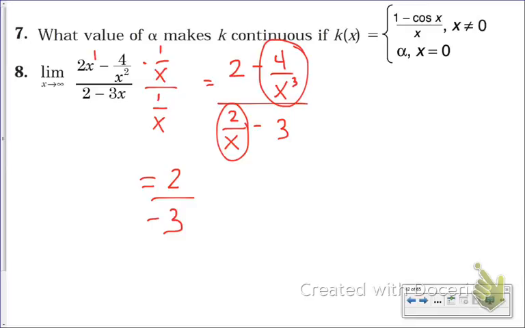The leading coefficient is 1. 2 divided by negative 3. So the x would be like negative? It would be x and negative? Yeah.